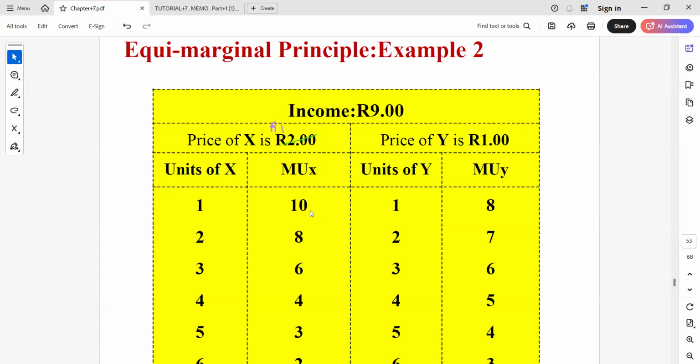Sorry, 1 divided by 10, you're going to get 10. 8 divided by 10, you're going to get 6, because now we're calculating marginal utility divided by price. So we want to calculate marginal utility per rand, also here divided by price. And we know if your marginal utility is 10 divided by 1, you're going to get the same answer, and so on. Even here, your marginal utility is 8 divided by 1, you're going to get 8. 7 divided by 1 is going to get 7, and so on. So now let's calculate where this consumer will get the maximum satisfaction.